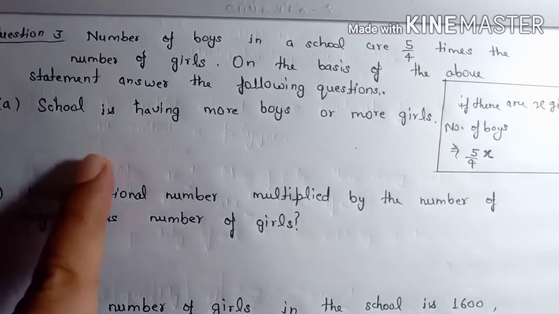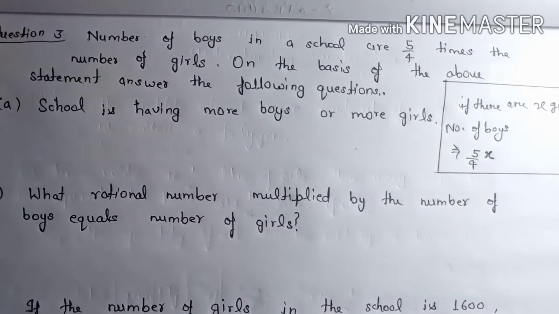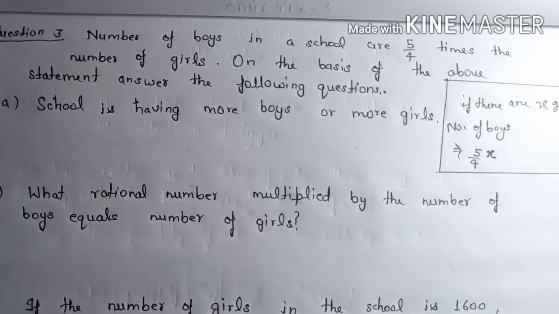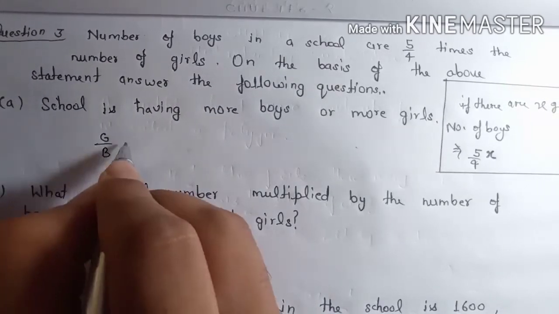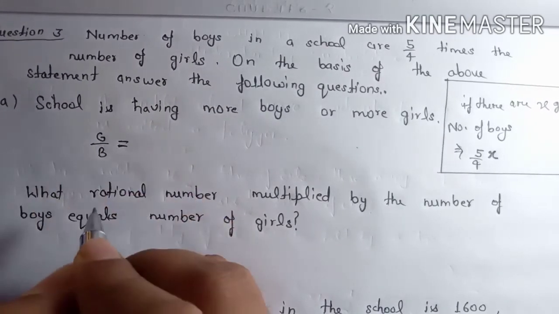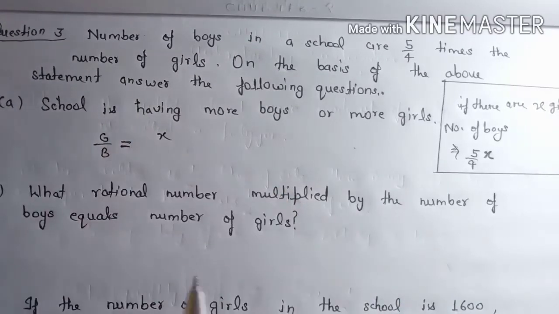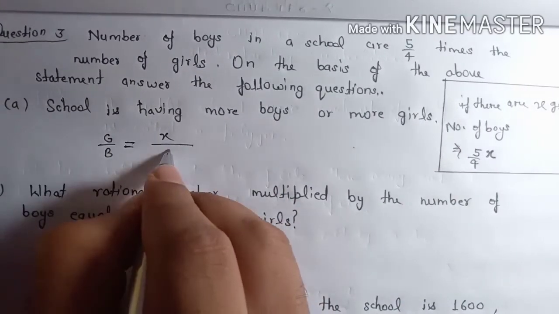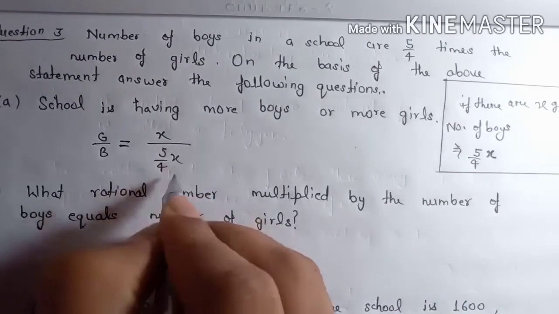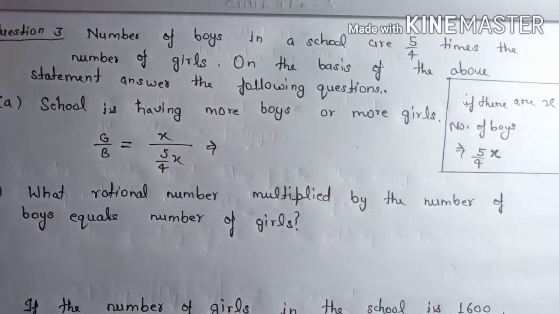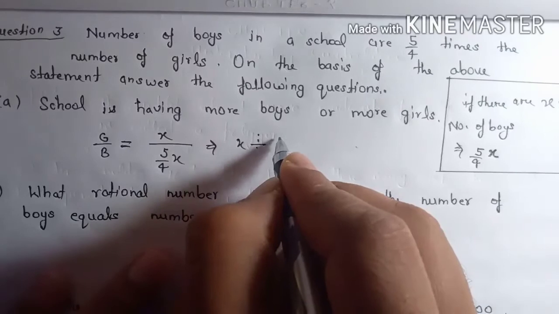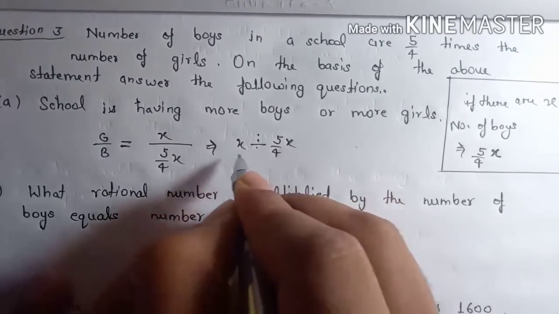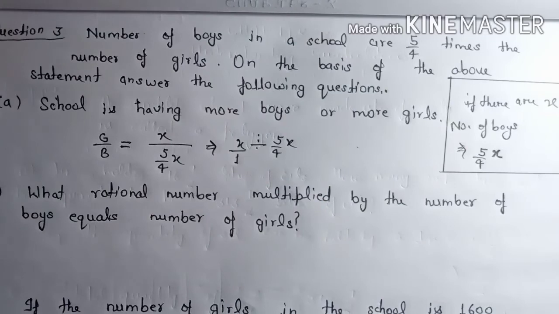Now you have to find whether the school has more boys or more girls. If we take the ratio of the number of girls and the number of boys, what do we get? If G is girls and B is boys, the number of girls is considered x, and the number of boys is 5 upon 4 x. It means x divided by 5 upon 4 x. So x can be written as x upon 1.